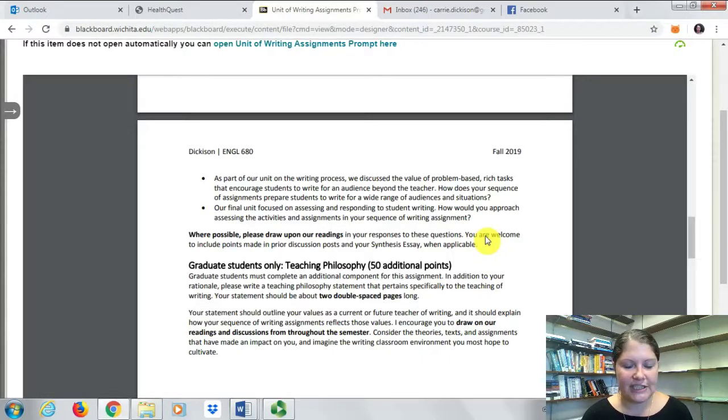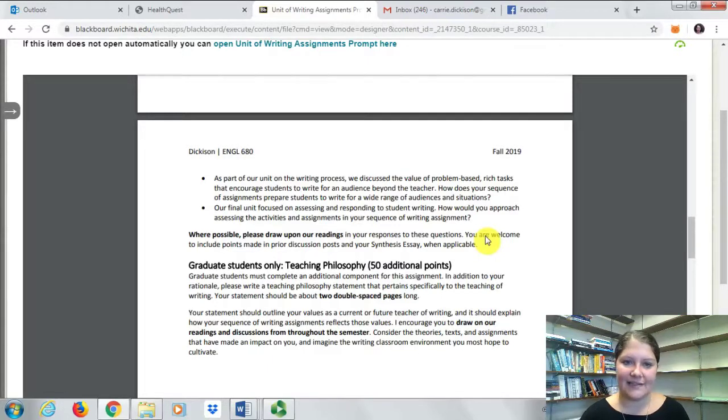And then the final question talks about assessment. So our final unit, which we will be beginning very soon, focuses on assessing and responding to student writing. So I want you to think about how you would approach assessing the activities and assignments in your sequence of writing assignments. So will you plan to use rubrics? Would you plan to just give completion grades? What kinds of things would you focus on when you're doing your actual responding to student writing?